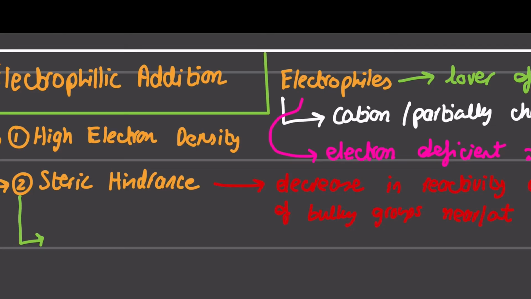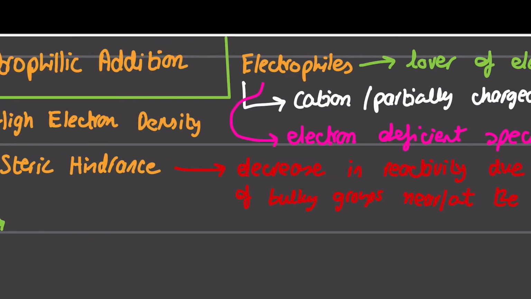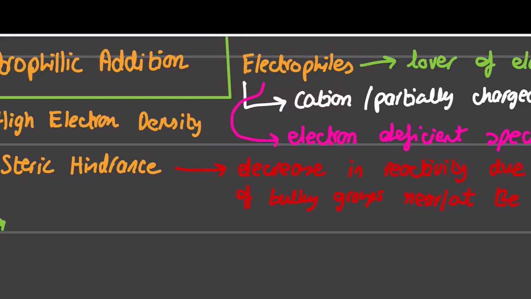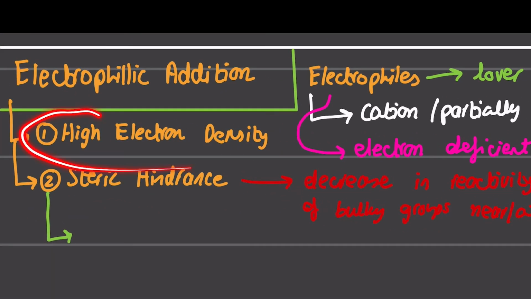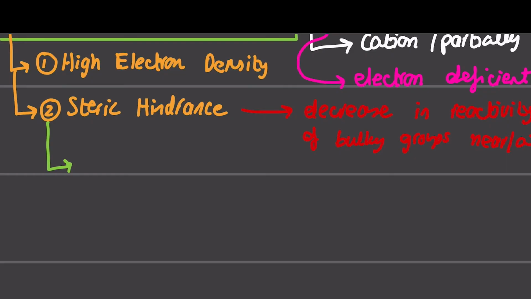This is basically what I want you guys to understand: for electrophilic addition, first, the electrophile has come, and it's a lover of electrons. But the second thing, A, we need a high electron density, and B, we need to not have steric hindrance. Okay? So we need reduced or less steric hindrance. Steric hindrance will not allow the electrophile to approach.